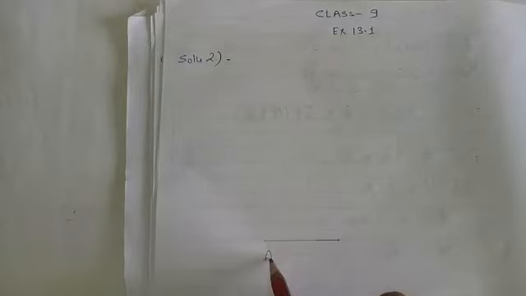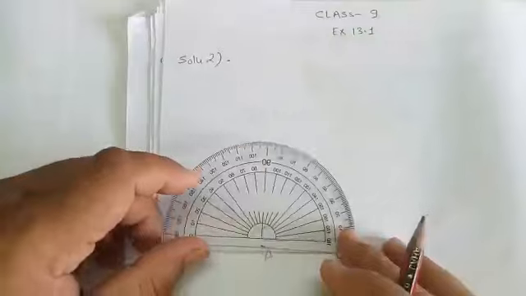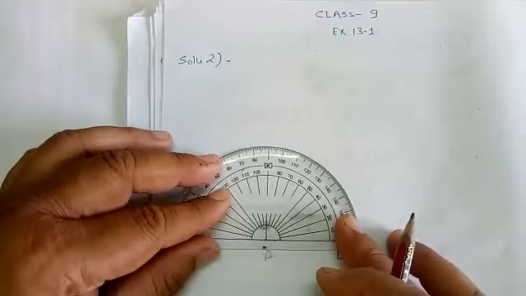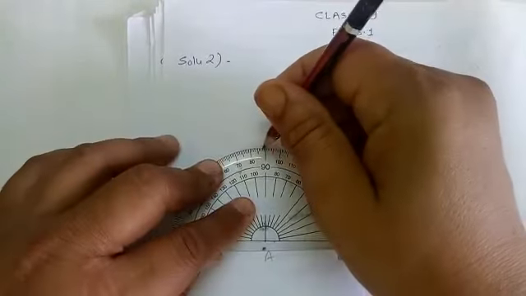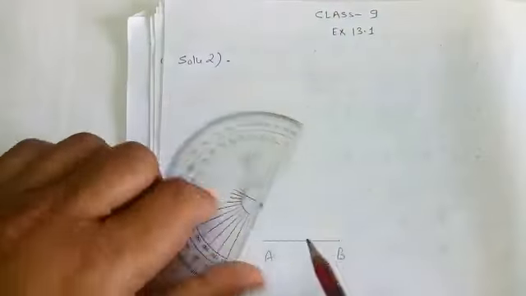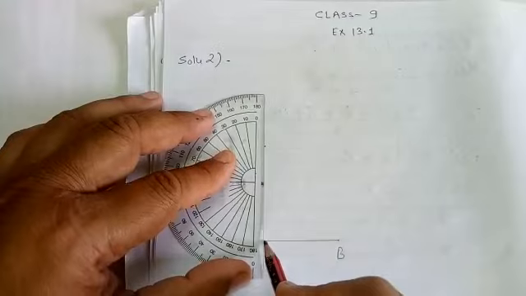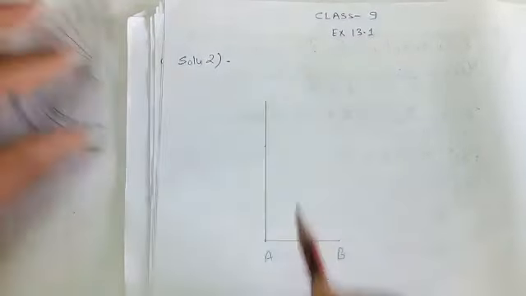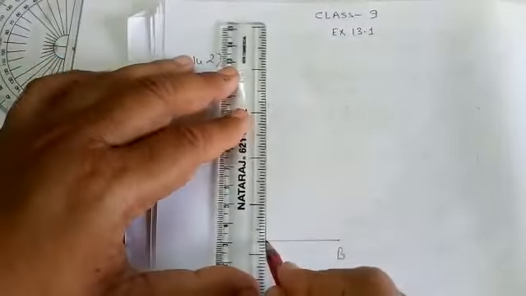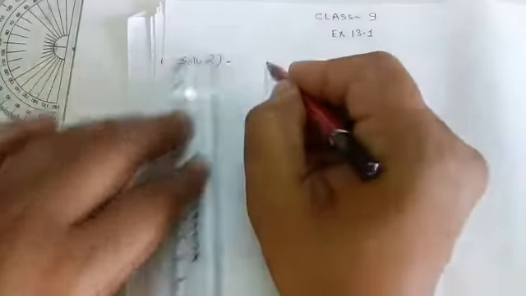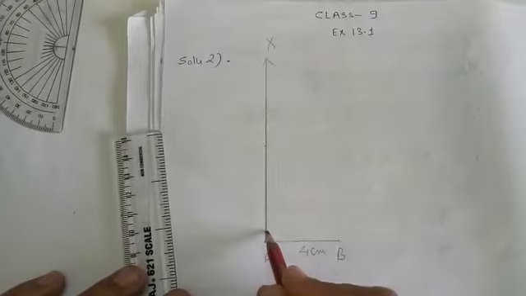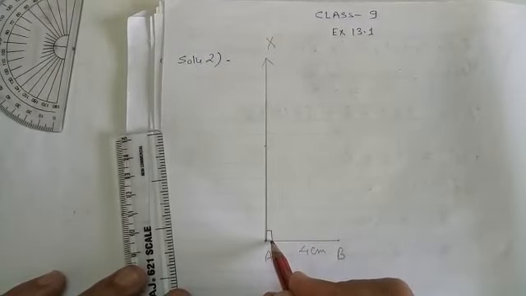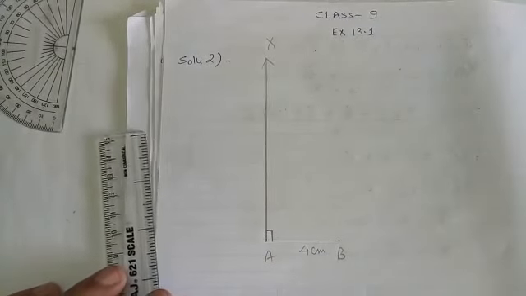Name it A, B. It was at right angle. From A we will draw 90 degree. Extend that line a little and name it X and write over here 4 cm and make a symbol of 90 degree.